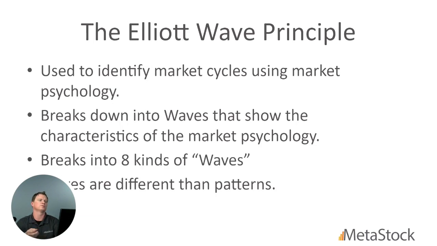The whole principle is identifying these different cycles or patterns in the market to identify market psychology. He breaks it down into different types of waves, and I'll go over this in a second, but he names them 1, 2, 3, 4, 5, or A, B, C. It depends on the trend and the volatility in the market, and also the amplitude. It breaks down into 8 different types of waves, and they are different than patterns.